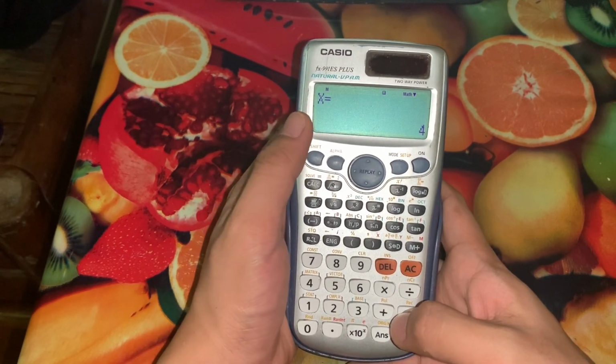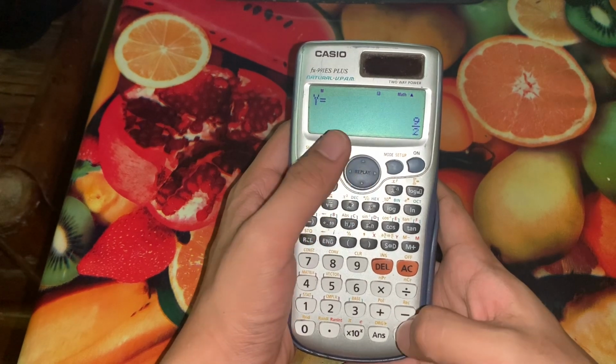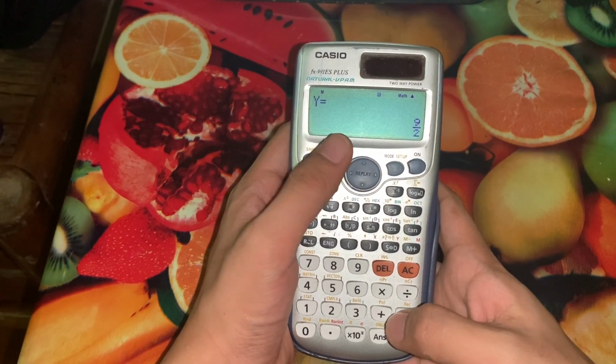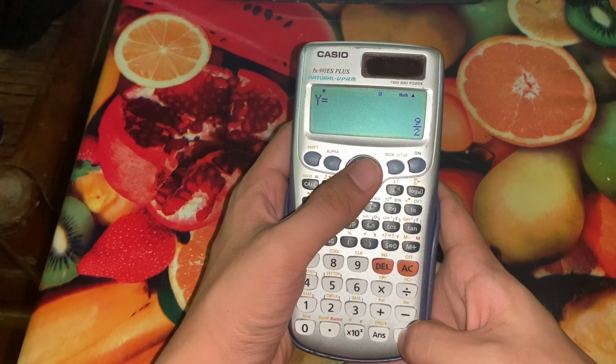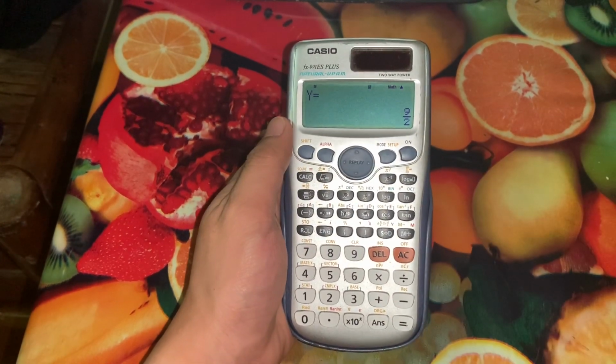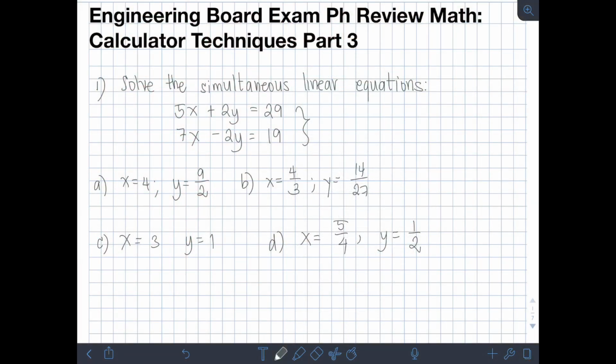So, isosolve nyo ngayon yung value ng x which is 4, and then equal sign ulit, isosolve nyo yung value ng y which is 9 over 2. So, therefore, the answer is x is equal to 4 and y is equal to 9 over 2. Okay? So, therefore, the answer is letter A.